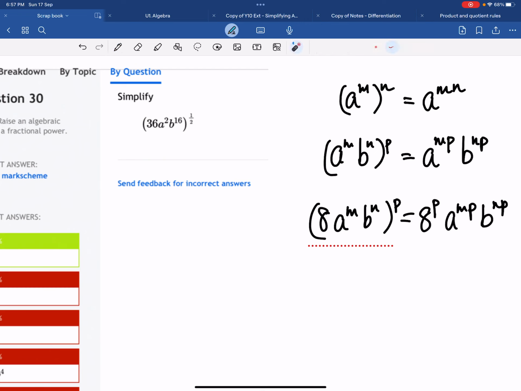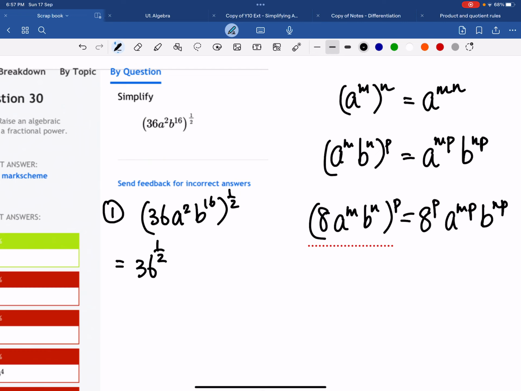Now, some of you might have thought, oh, this is to the power of half, then I just need to square root it. Well, this is true. So we can actually try two different ways. Now, let me try the first one using this law first. So I'm distributing the power into each of them. So this is the original question. Then we have 36 to the power of half, a to the 2 times half, and then b to the 16 times half.